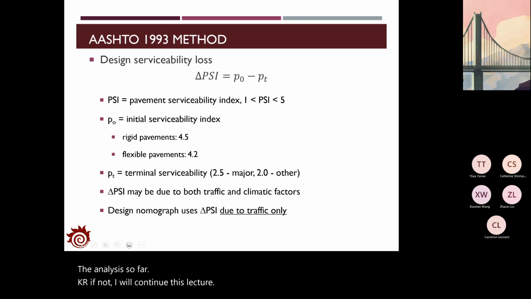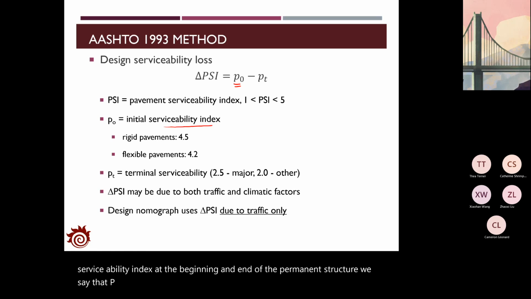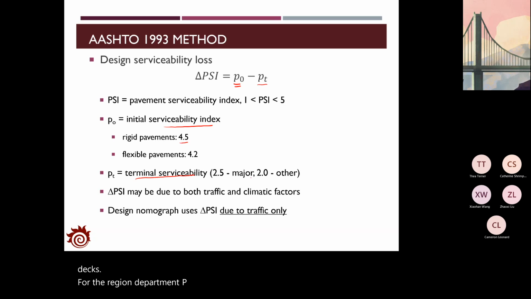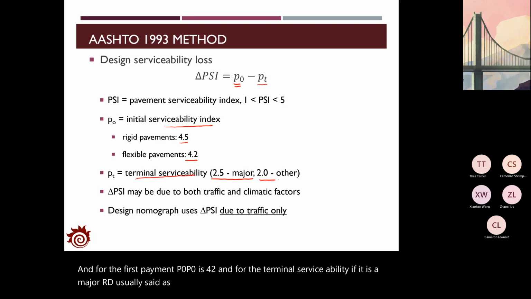So for the design serviceability loss, which indicates the difference of the serviceability index at the beginning and the end of the pavement structure, we say that P0 is the initial serviceability index and PT is the terminal serviceability index. For the rigid pavement, P0 is 4.5, and for the flexible pavement, P0 is 4.2. And for the terminal serviceability, if it's a major road, it is usually set as 2.5. If it's a minor road, then we set this as 2.0.